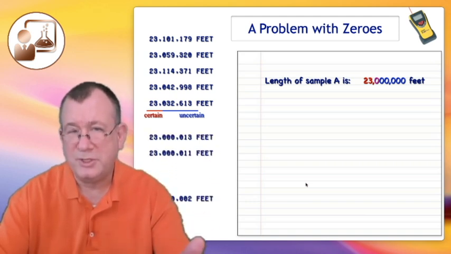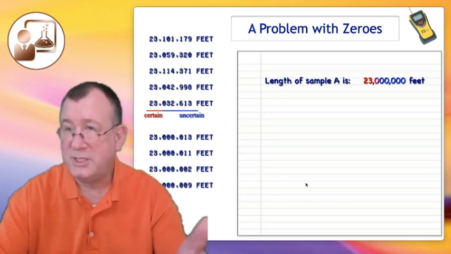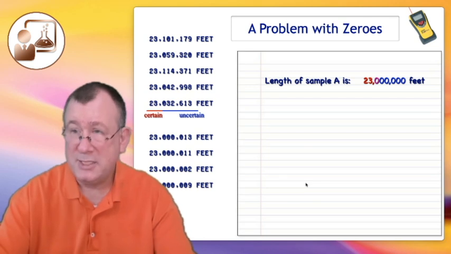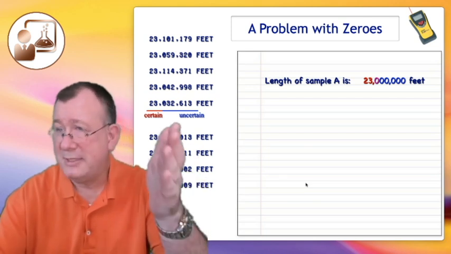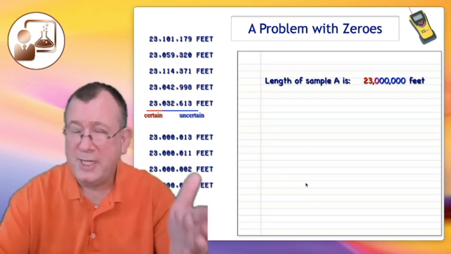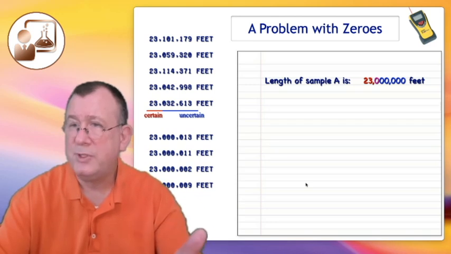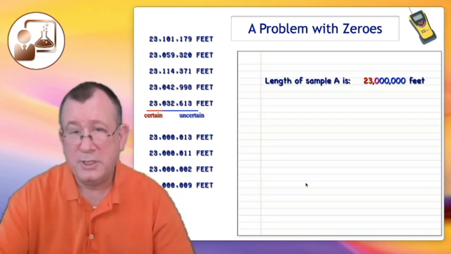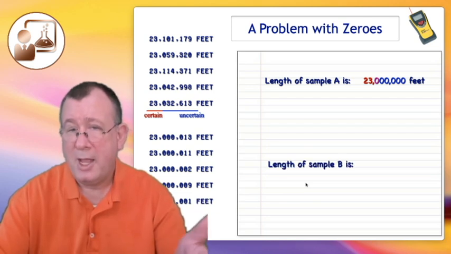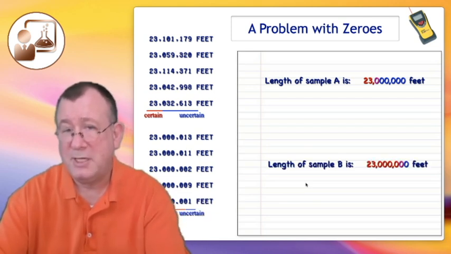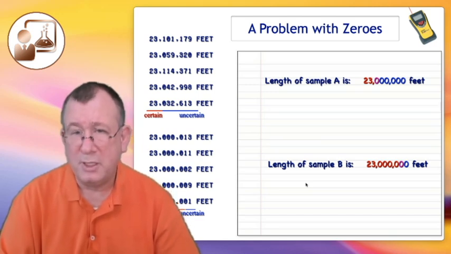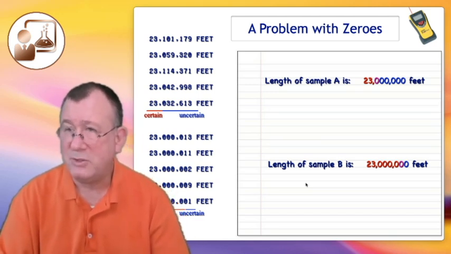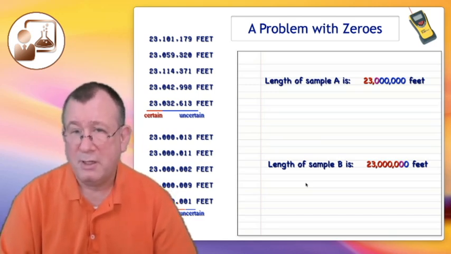23,000, 23,000, those zeros. Do you see the zeros after that? In his measurement and my measurement, that's just a placeholder. But he's actually seen a reproducible digit there. So what does he put in his book for the length of sample B? Well, he puts the same thing I did, 23 million. It's just that some of his zeros are actually significant. They're not just placeholders. And here's the thing.